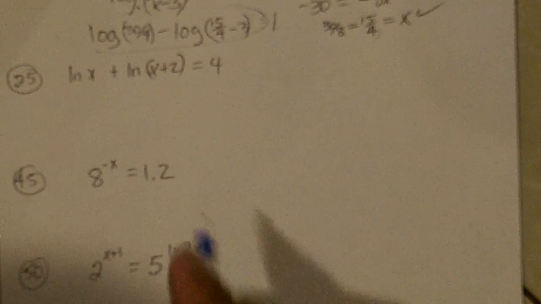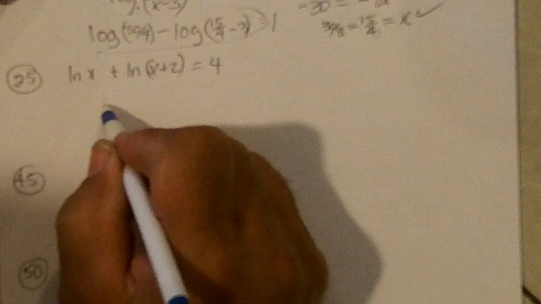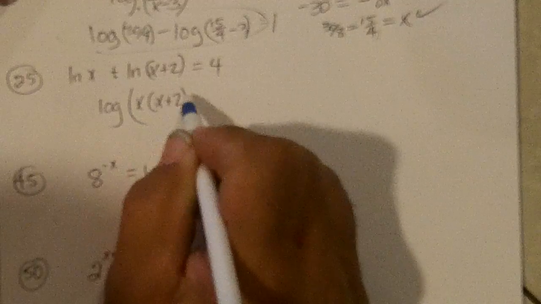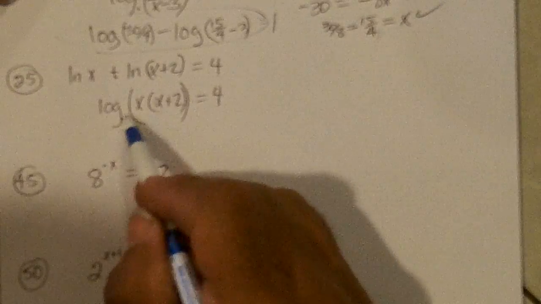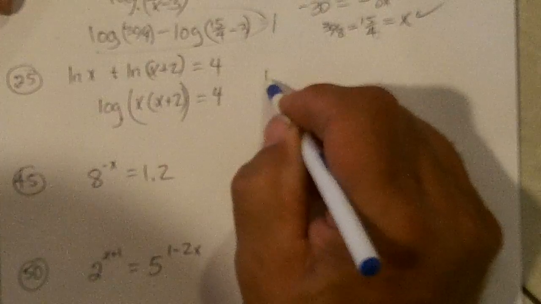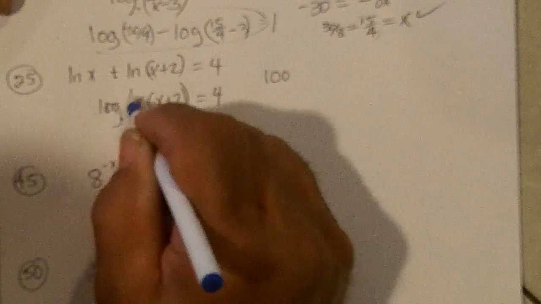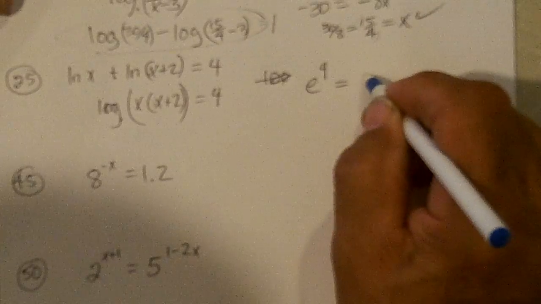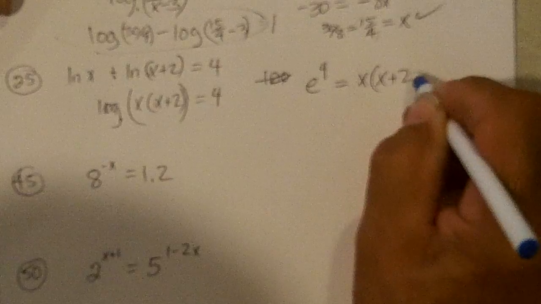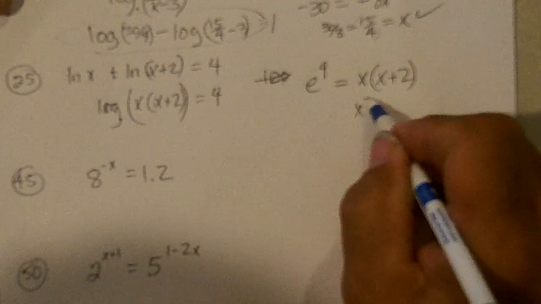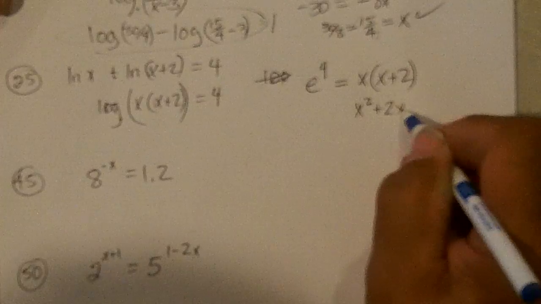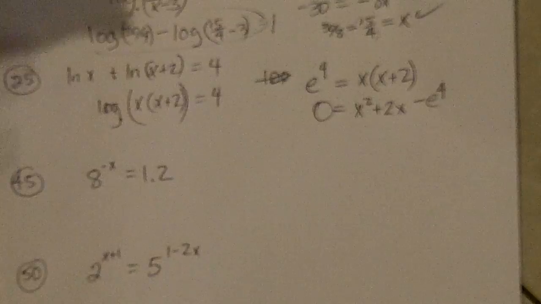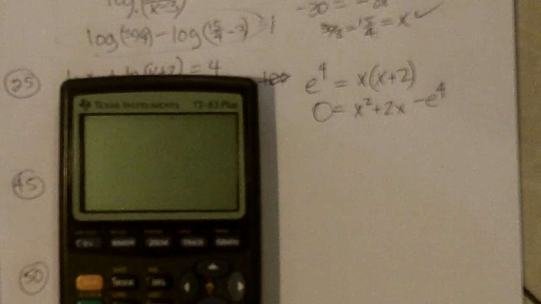Now, next one. So this is a sum, so we're going to have log of x times (x plus 2) equals 4, so 10 to the fourth, which happens to be 10,000, no, excuse me, ln. e to the fourth equals x times (x plus 2). So we're going to get x squared plus 2x, and I want to make this equal to 0, so minus e to the fourth. And so I can plug that into the quadratic formula.